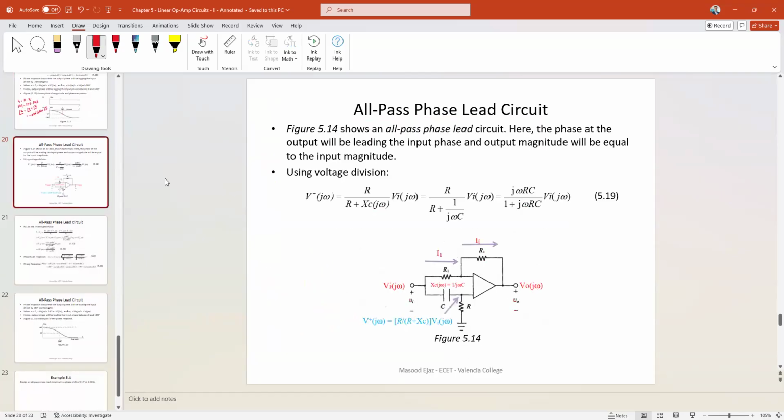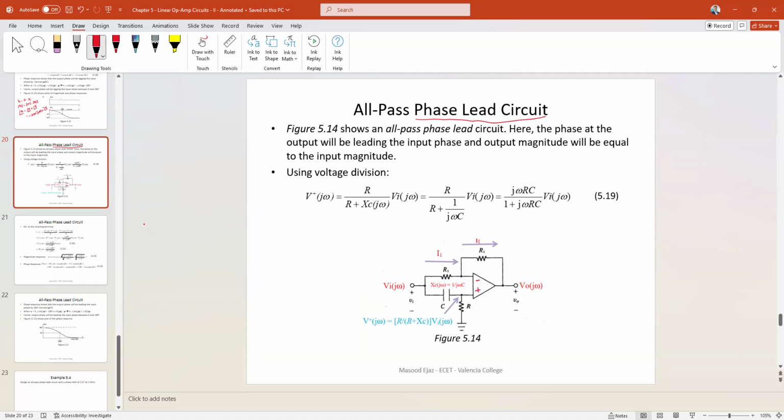Similar to the phase lag circuit, we have a phase lead circuit, again all pass. So the magnitude of the transfer function is again going to be 1, which means the output magnitude shall be equal to the input magnitude. And it is going to be a phase lead circuit, which means your output phase is going to be leading the input phase. The circuit is very similar. The only difference is we replaced C by R and R by C, so we switched C and R connected to your non-inverting terminal.